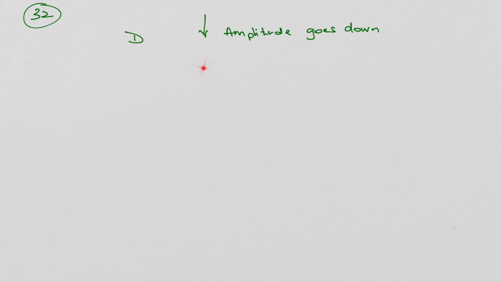32. D will be the answer in this case because with damping, the amplitude has to go down and be slightly squashed, so the amplitude will go down, and the only one that's showing that is D, so the answer is D.